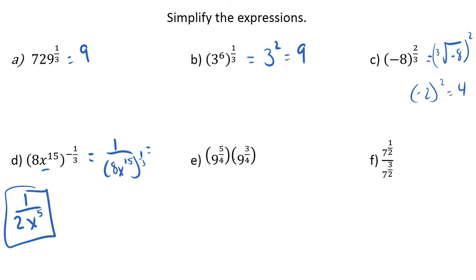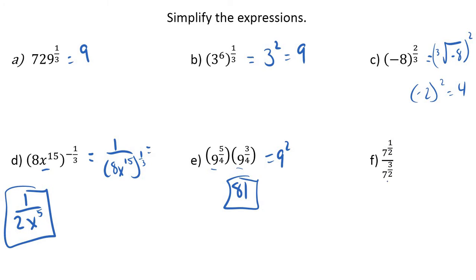How about something like this? 9 to the 5/4. Those are exponents, okay? They didn't show up super well, but those are both exponents. 9 to the 5/4 times 9 to the 3/4. Well, remember when you've got the same base, you can just add the exponents. So 5/4 plus 3/4 is 8/4, that's 2. So that's the same as 9 to the 2nd power. Hey, that's 81. And again, you could just plug that into a calculator and check yourself as well.